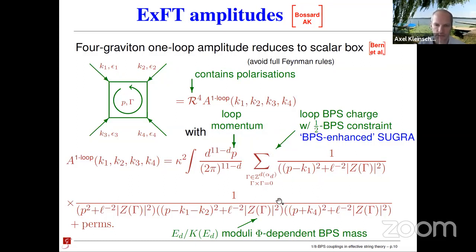But really the new point here compared to just supergravity calculations is that you have this additional set of states and a full U-duality multiplet of states running around. So this is again this BPS enhancement of supergravity.